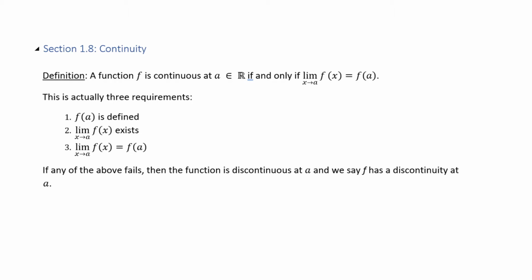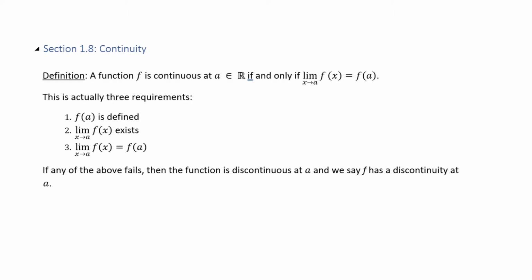This is actually three requirements. The first is that the function evaluated at a must be defined. The second, the limit as x approaches a of f of x exists. And third, the limit as x approaches a of f of x equals f of a. That is, the limit and the function must both exist.